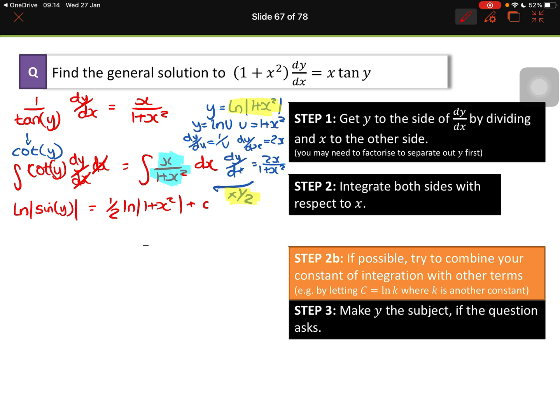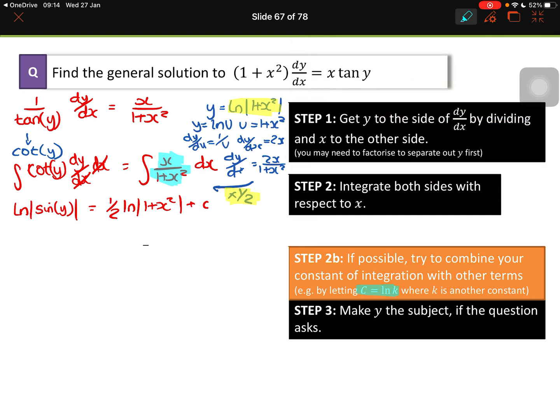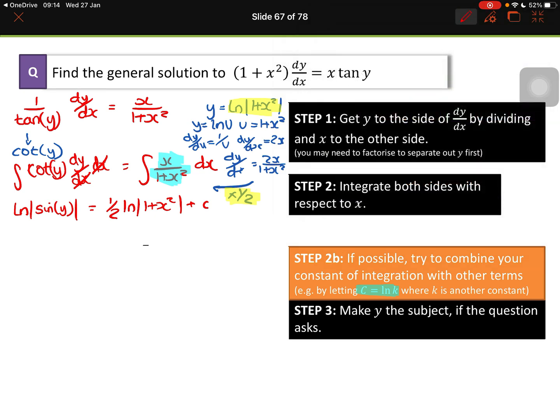Now, once we're in this position, if everything is in terms of log naturals, especially the right-hand side, I don't want plus c anymore as my constant of integration. What I'm going to do is let c equal log natural k instead. It just means I can simplify everything together a little bit easier. So this actually becomes log natural of sine y equals half log natural 1 plus x squared plus log natural k.